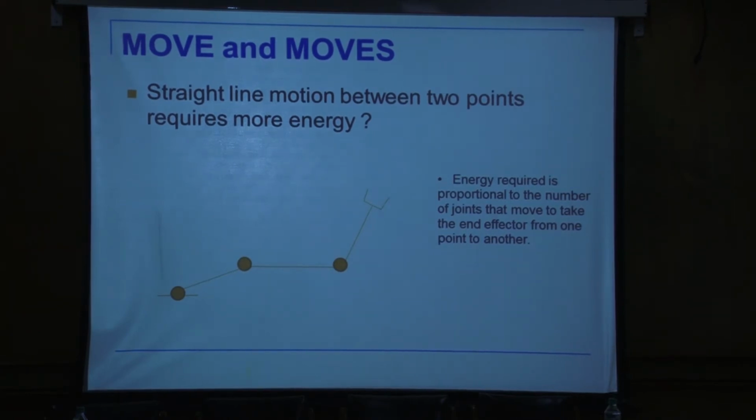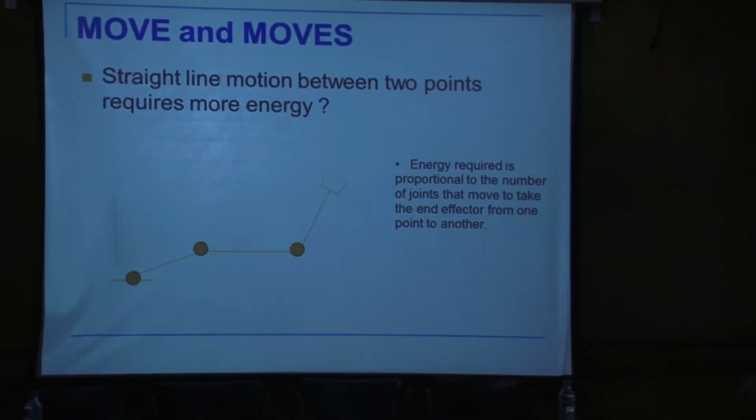How will it go? What I mean is, will it take this path? Will it take this path? Which path will it take? It is at this point, it has to go to that point. I can go like this, I can go like this, I can go like this. In three-dimensional space I can go in infinite ways. Which one will I take?